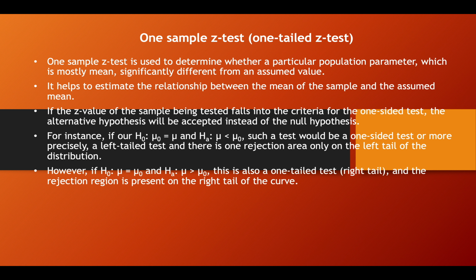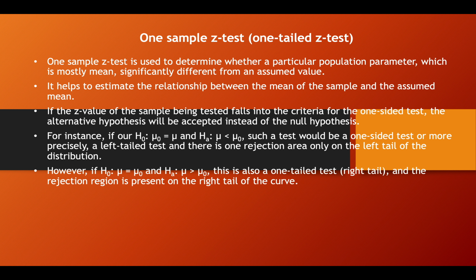If the z value of the sample being tested falls into the criteria for the one-sided test, the alternative hypothesis will be accepted instead of the null hypothesis. A one sample test would be used when the study has to test whether the population parameter being tested is either lower or higher than some hypothesized value. A one sample z test assumes that the data are a random sample collected from a normally distributed population that all have the same mean and same variance. The hypothesis implies that the data is continuous and the distribution is symmetric.